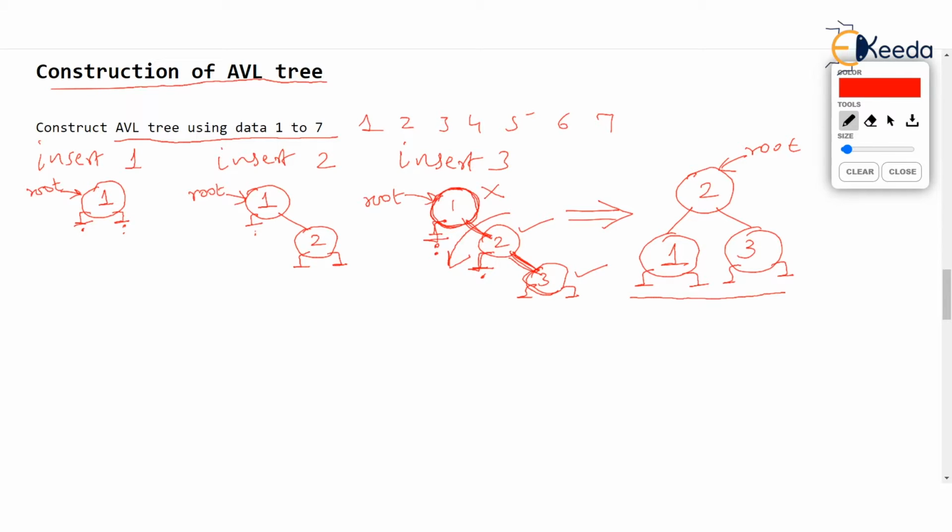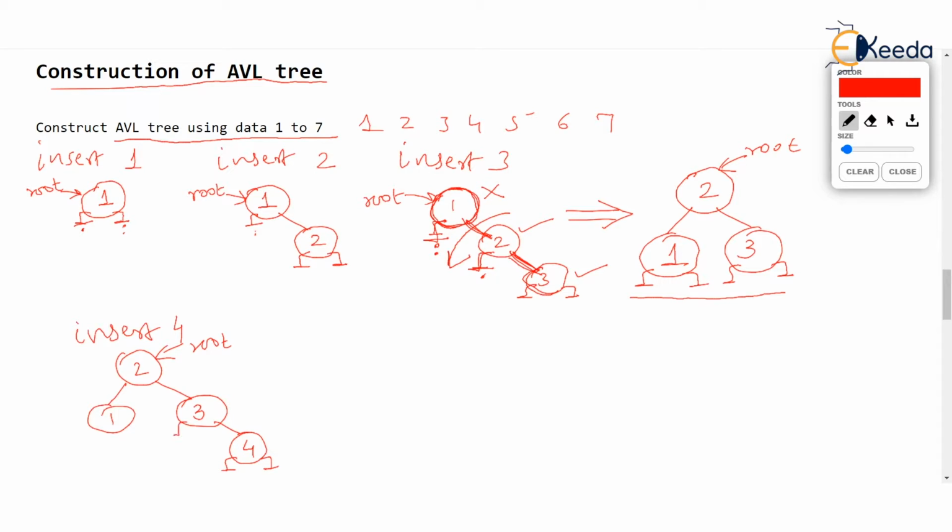Okay, let's go further. Let us now insert 4 in the latest tree. Now you know that the latest tree is 2, left child of 2 is 1, right child of 2 is 3. By the way, 2 is the root. Now, where will 4 go? 4 will go to the right of 3. Usual binary search tree insertion, isn't it? It is the largest, so it goes to the right of 2, right of 3. So, 4 is the right child of 3.